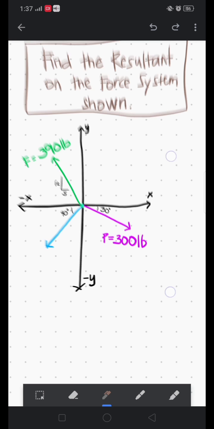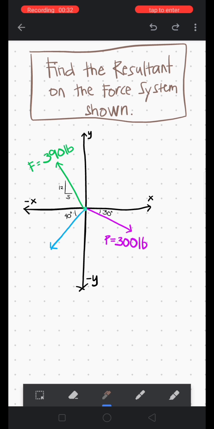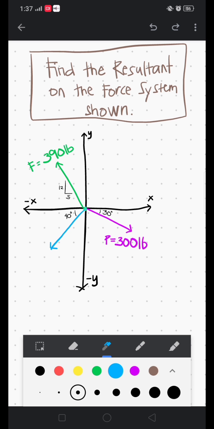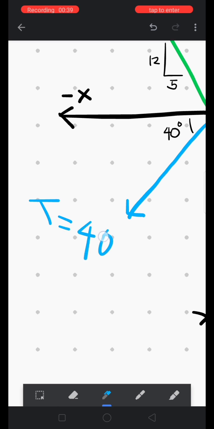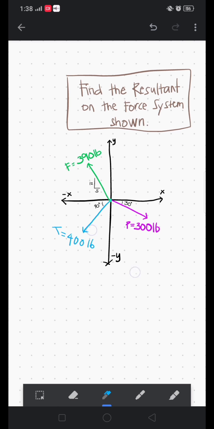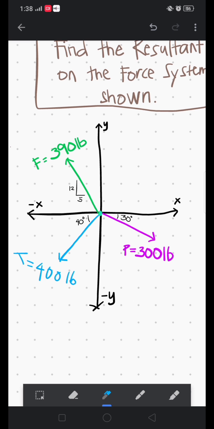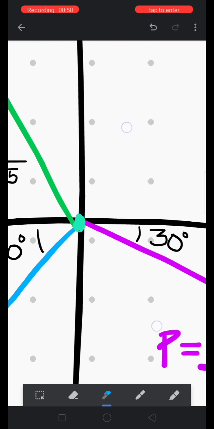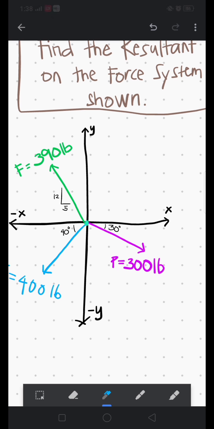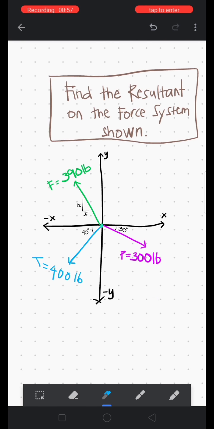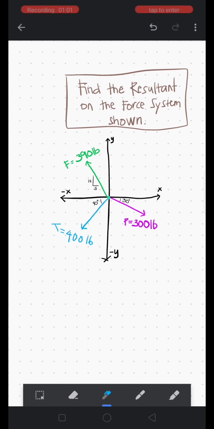It is because the forces shown, F and this T right here, which is equal to 100 pounds, and P, which is 300 pounds, are located in the same XY plane. And also notice that they meet at the origin, which is a single point, and thus we can say that it is a coplanar concurrent force system.